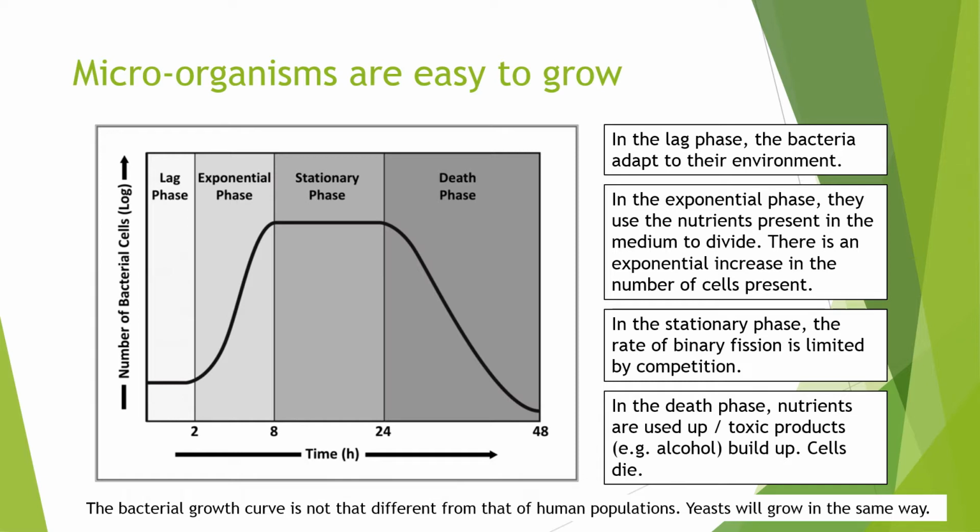Once their metabolism is adapted to the nutrients, the bacteria will go into what we call the exponential phase. And you will hopefully remember that from when we talked about human populations, because it really is very similar. When the conditions are right, and nutrients and resources are unlimited for the time being, then populations go into exponential growth. So we call this the exponential phase.